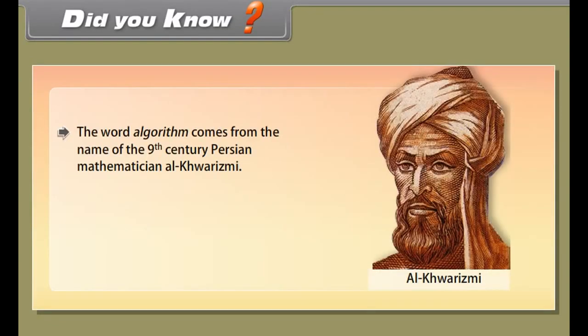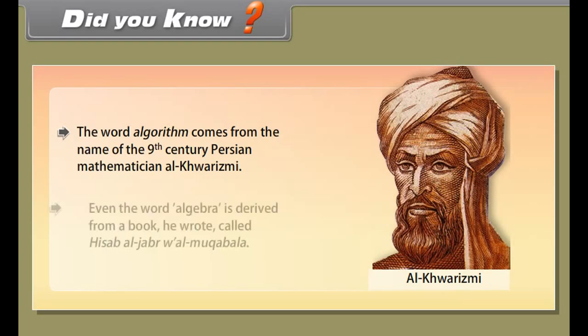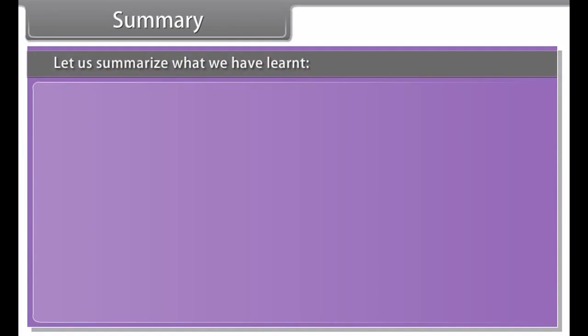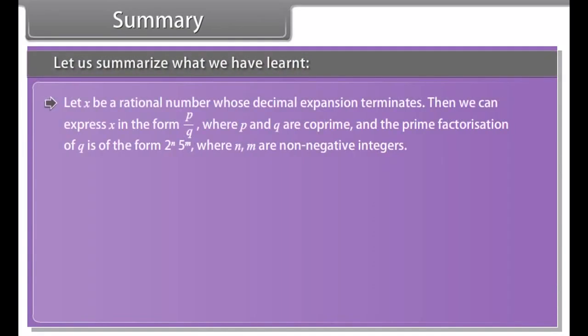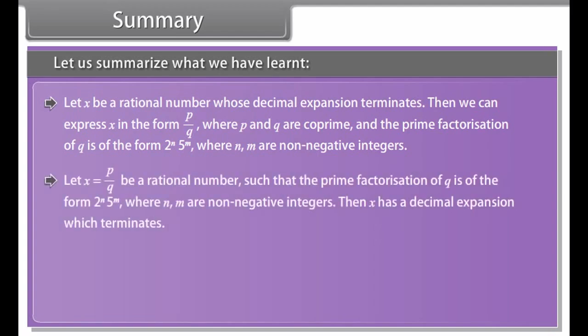Let us solve an example. Without actually performing the long division, state whether the following rational number will have a terminating decimal expansion or a non-terminating repeating decimal expansion. 13 upon 3125. We can write 13 upon 3125 as 13 upon 5 raised to the power 5. Here q is 5 raised to the power 5, which is of the form 2 raised to the power n, 5 raised to the power m, with n equal to 0, m equal to 5. So the rational number 13 upon 3125 has a terminating decimal expansion.